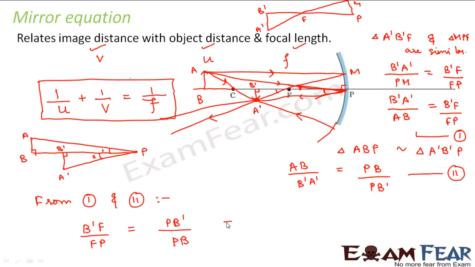Now from this we can see, if you look at this figure, that B dash F, what is B dash F?